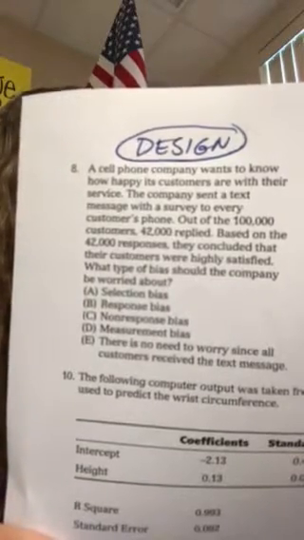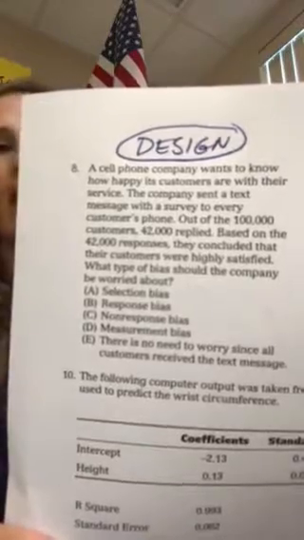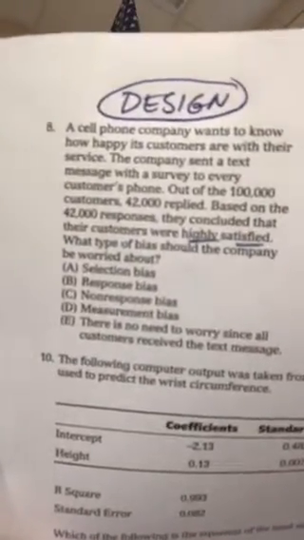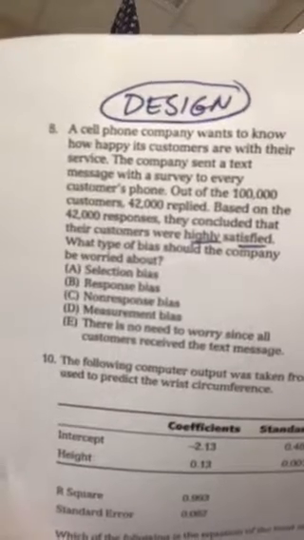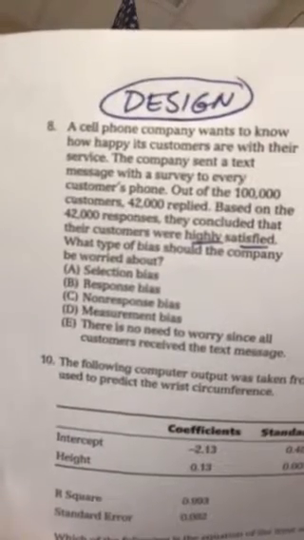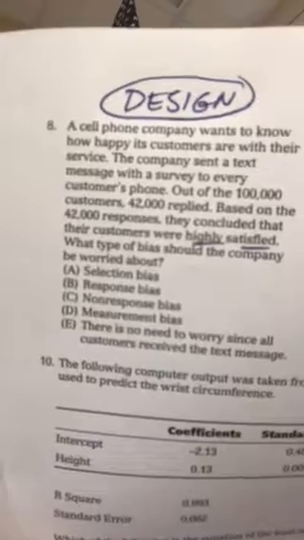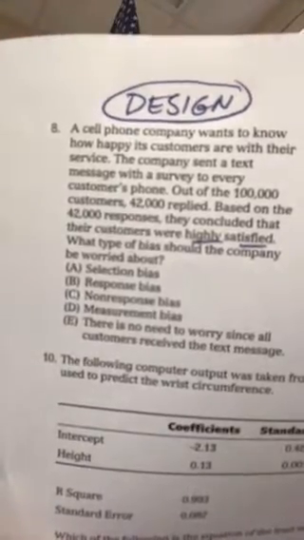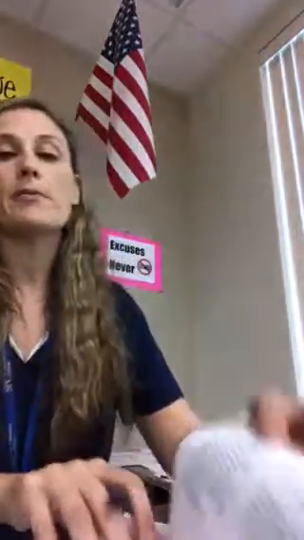Based on this, they concluded they're highly satisfied. But hold on a minute. All they can really conclude is that people that decided to respond were satisfied. They can't make an inference about all the people that did not respond. So, interesting. There was a whole bunch of people who didn't respond, and that looks exactly like question C, non-response bias. So that's probably my answer.